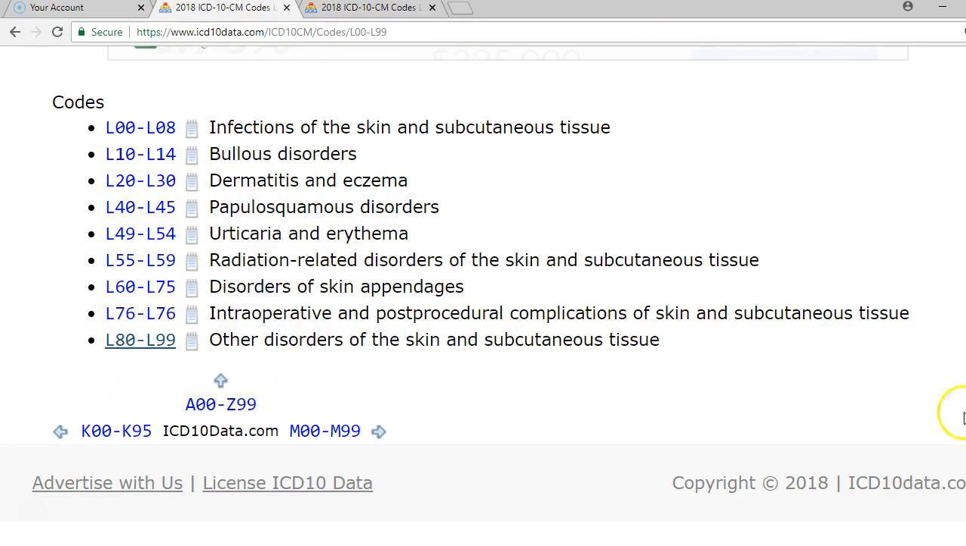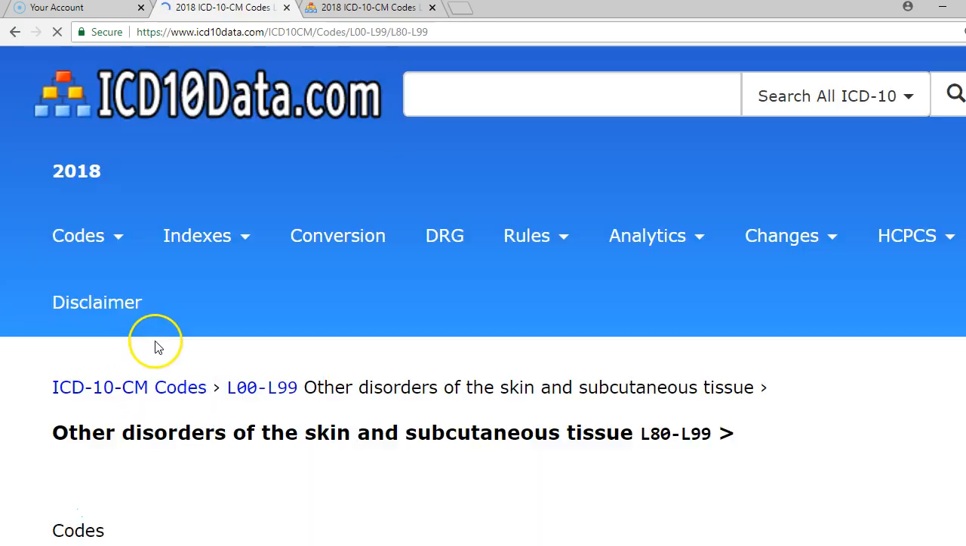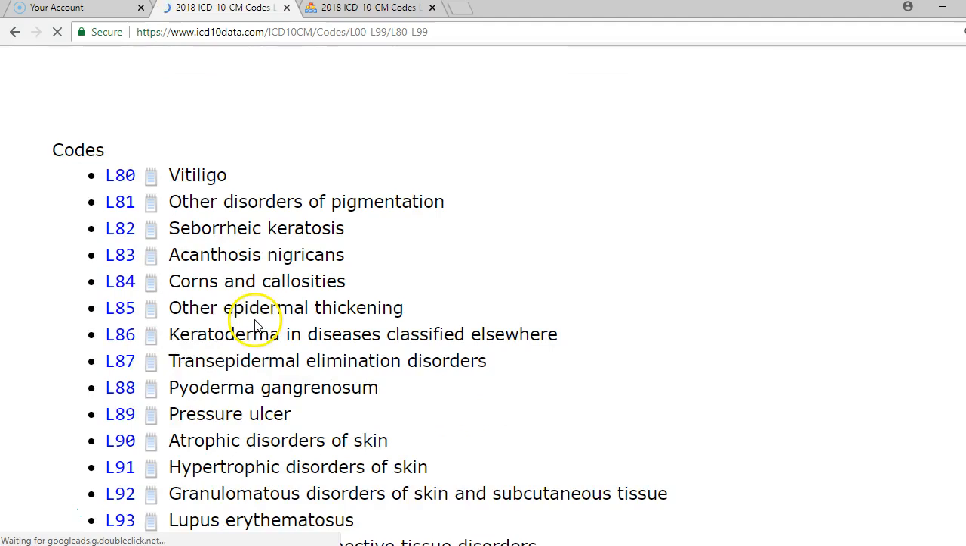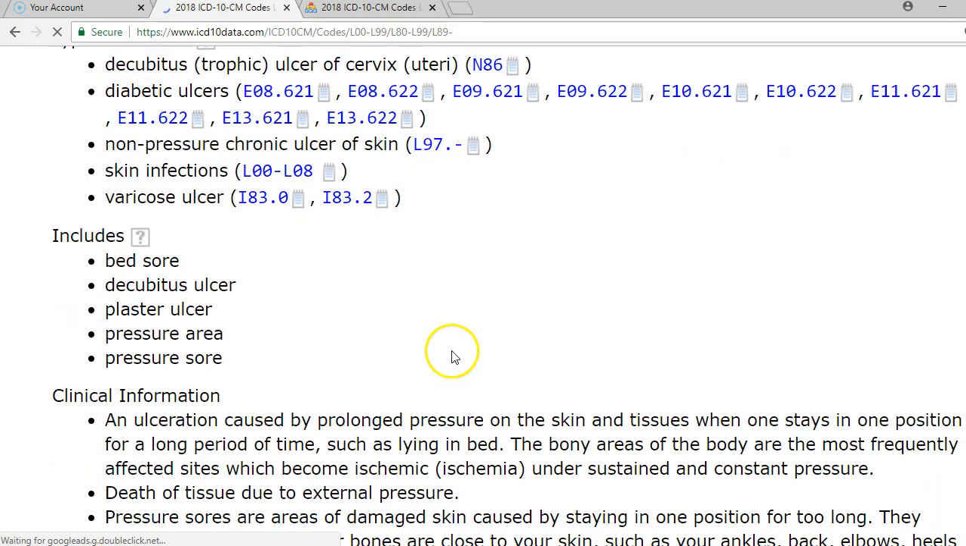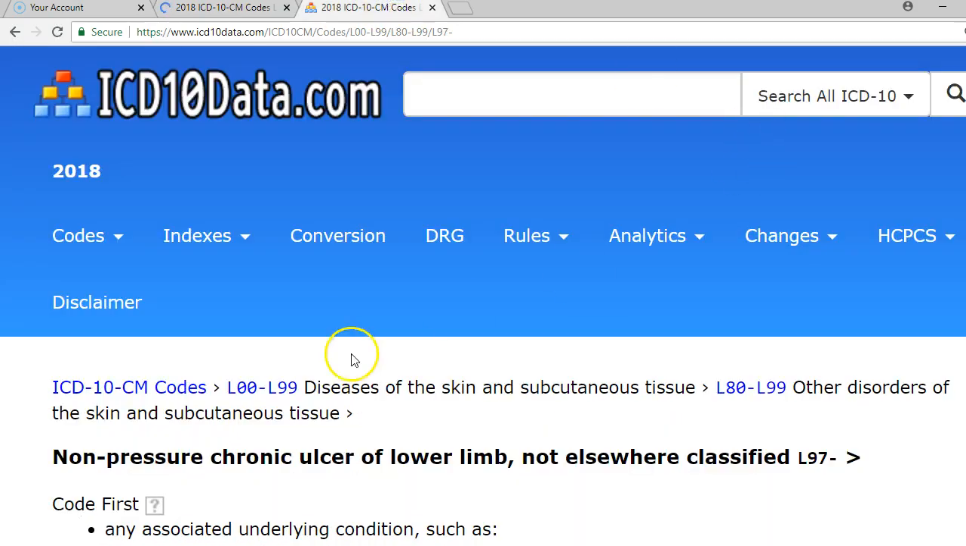So when you're looking up pressure ulcers, what ends up happening is, again, most of the time we're going to know it's a pressure ulcer. They're going to tell us, but what are the other words? So other words that they might use is a bed sore, decubitus ulcer, which is a very common one, a plaster ulcer, a pressure sore, or a pressure area. So how do they describe non-pressure ulcers?